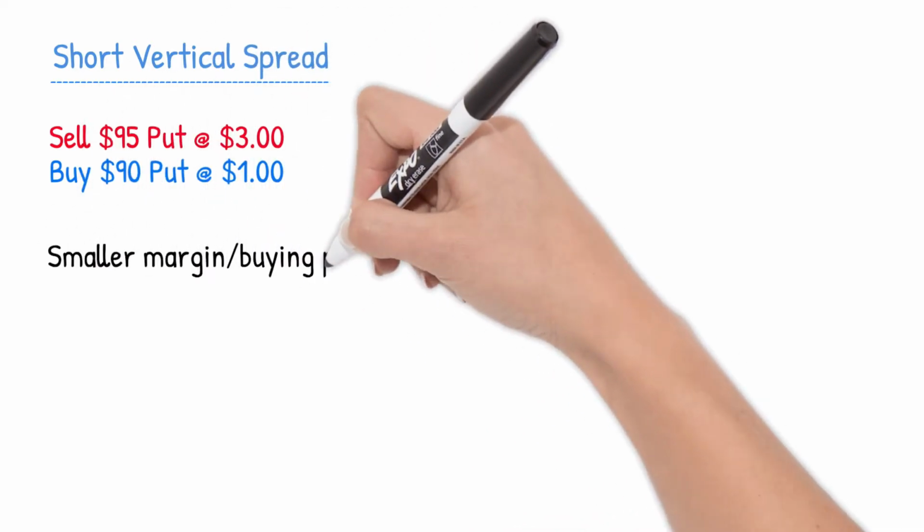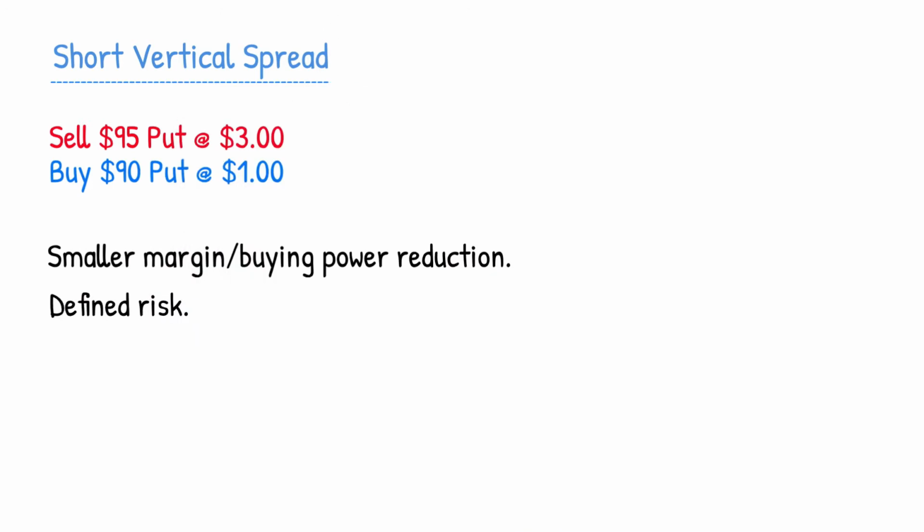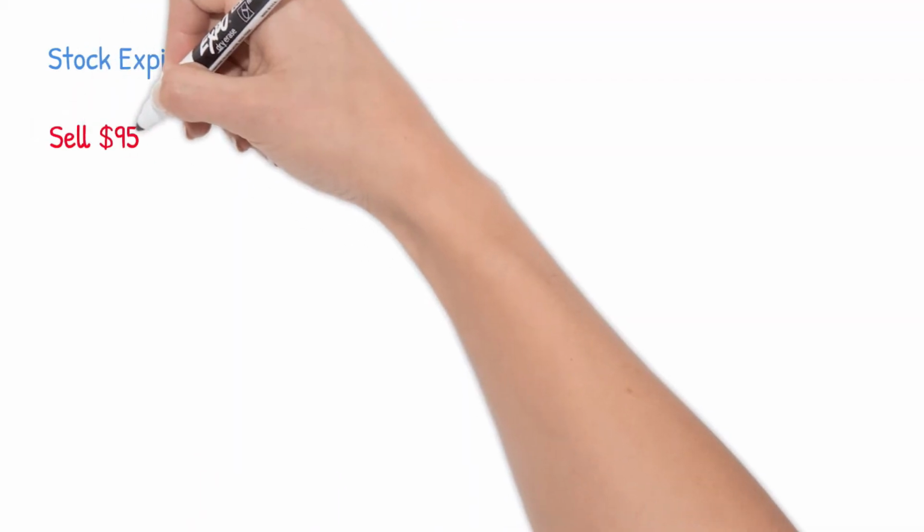Note that the spread now means that the margin or capital requirement for the trade is now lower and the risk associated with the trade is now defined. Let's take a look at exactly how this trade would work. In scenario 1, the stock remains above $95 a share by the expiration date.